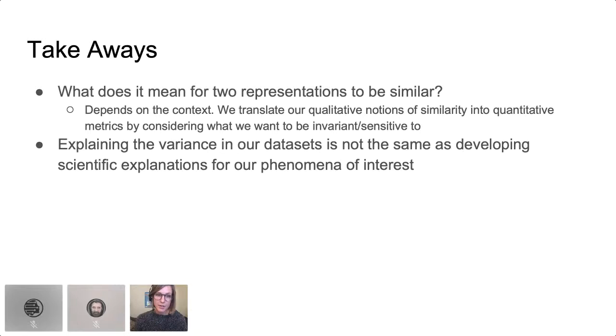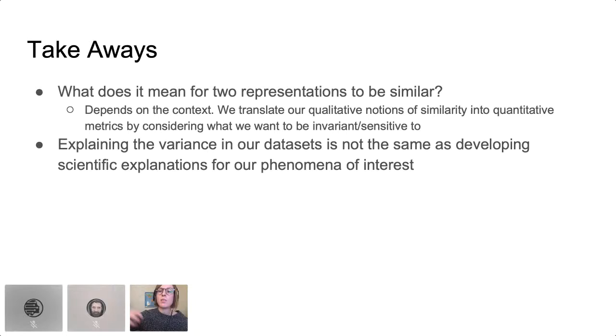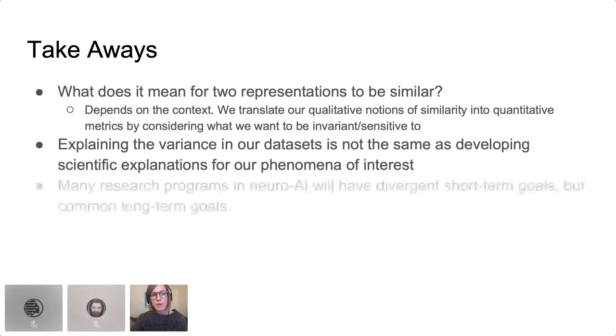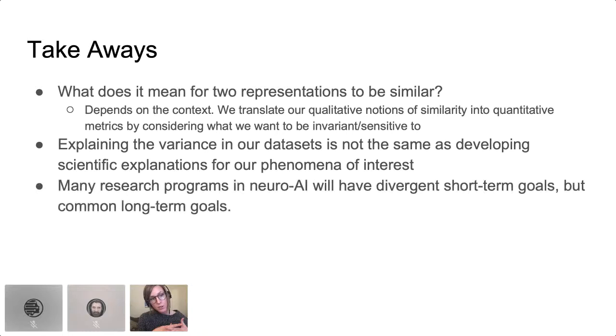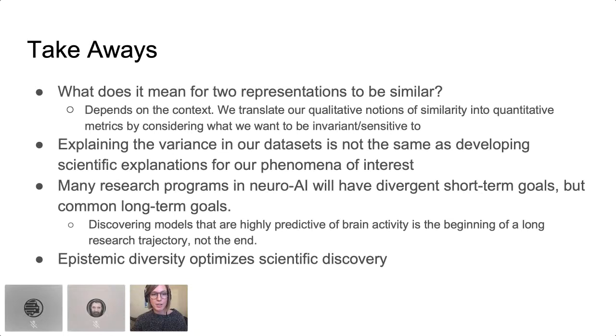Explaining variance in our data sets is not the same thing as developing scientific explanations of our phenomena of interest. I think it's important to recognize that explaining variance in a data set is one of those short-term goals, and the long-term goals are the scientific explanations. Like I said before, many research programs in neuro-AI will have divergent short-term goals but common long-term goals. Discovering models that are highly predictive of brain activity is the beginning, not the end, of a research trajectory. And lastly, epistemic diversity optimizes scientific discovery.